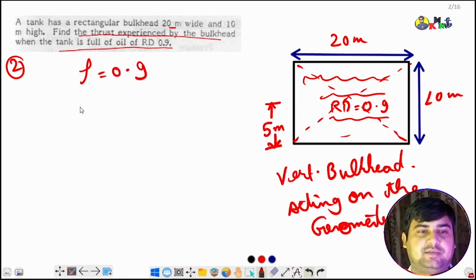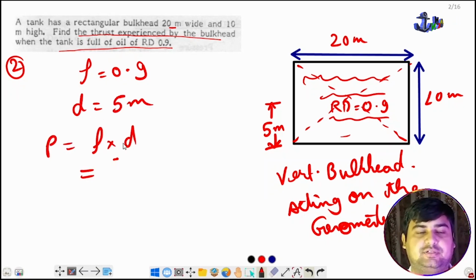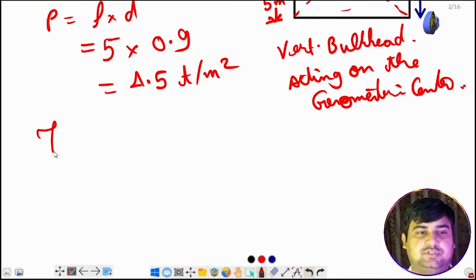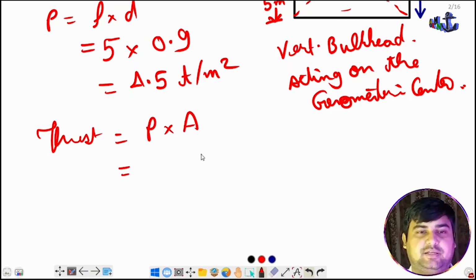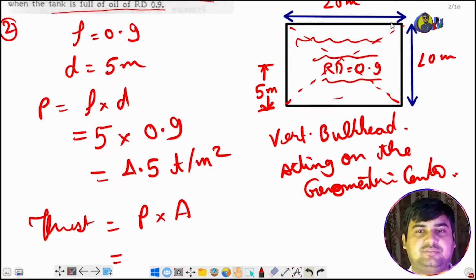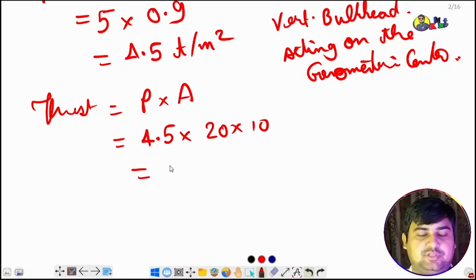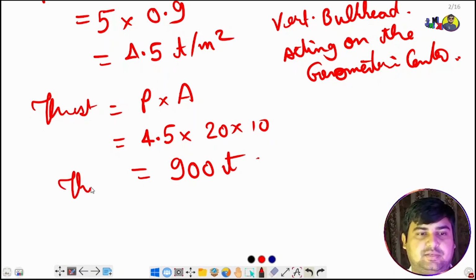Density we know is 0.9 and depth we also know, that is 5 meters. So pressure is equal to depth into density. Depth is 5 meter and density is 0.9. So it will come out to be 4.5 tons per meter square. That is pressure. Now we need to find out thrust. Thrust is equal to pressure into area. The area of the rectangle is 20 meters wide and 10 meters high, so 20 into 10, and pressure we take from the above equation, that is 4.5. So it will come out to be thrust is 900 tons. That is the thrust.